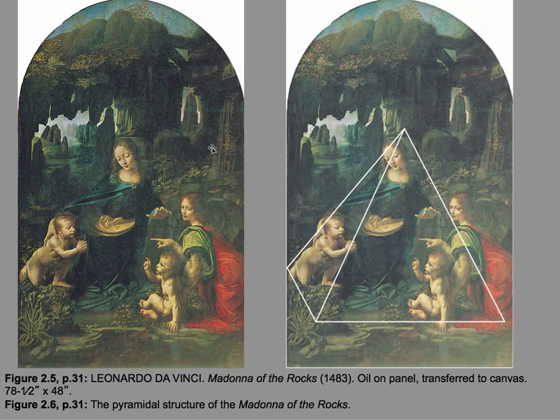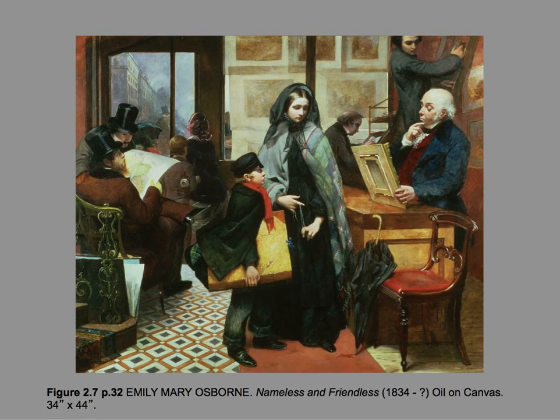So now you can see those lines aren't actually there, but psychologically our brain connects the different shapes to build that very stable triangular pyramid structure for the painting. Another example of psychological line.